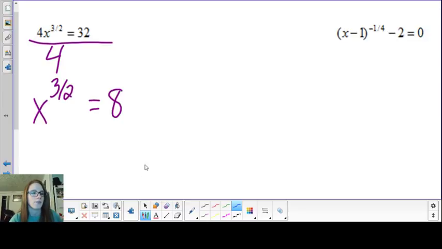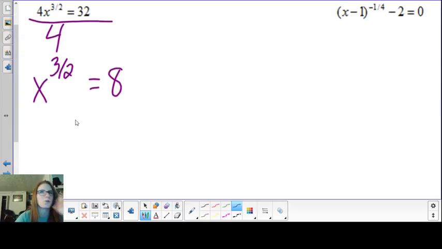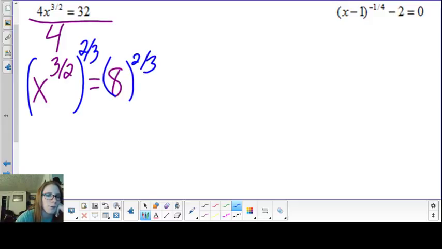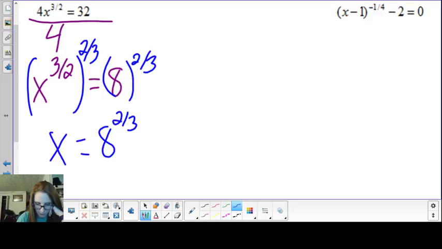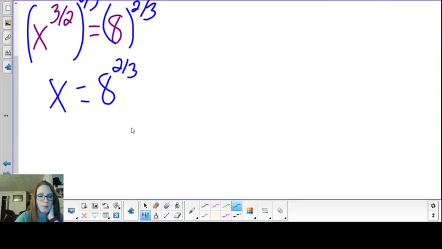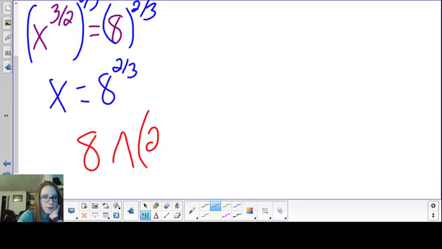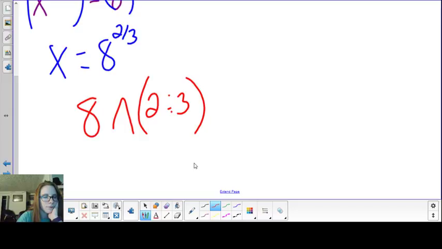Then you're like, hey, how do I solve for x? What you're going to do is the reciprocal. The reciprocal means the flipped version of it. So if I am taking it to 3/2, I'm going to multiply by 2/3 because I want it to be equal to 1. And what I did to one side, I did to both sides. So I get x is equal to 8 to the 2/3. In my calculator, I'm going to hit 8, caret, 2 divided by 3. So x is 4.